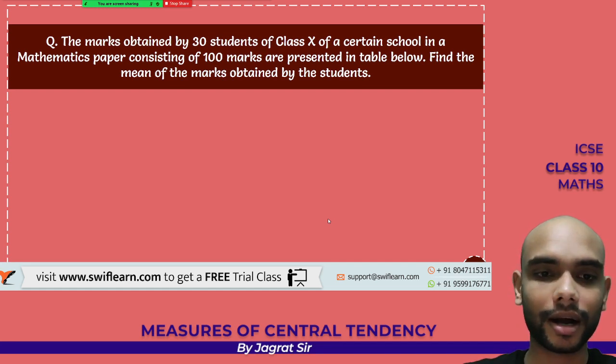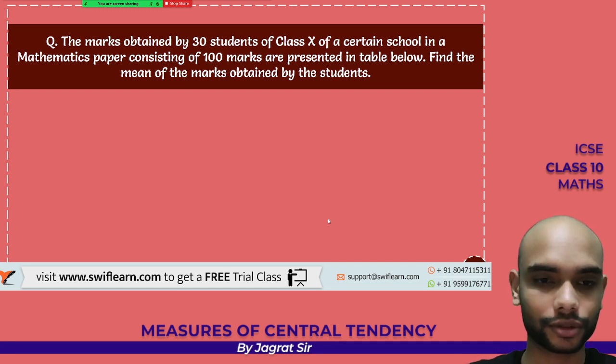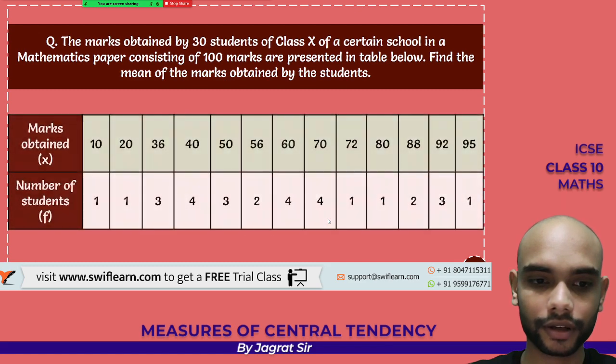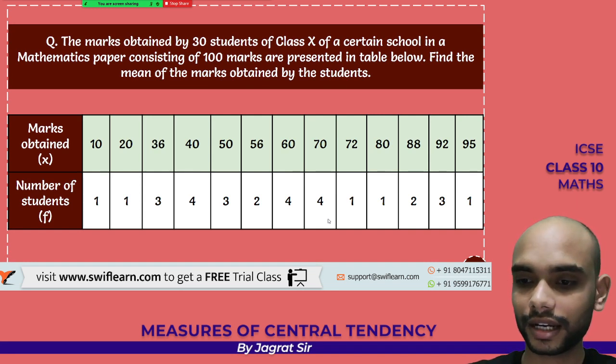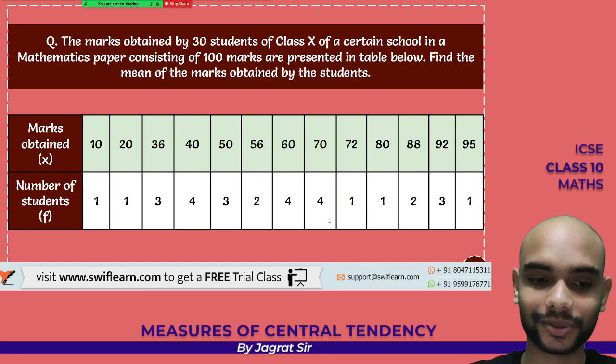So the marks of 30 students of class 10th, so total f is 30, in mathematics papers consisting of 100 marks are represented below. These are the students who have scored: 10 marks is 1, 20 marks is 1, 36 marks 3 students, 40 marks 4 students, 95 marks was scored by 1 student, and marks between 60 and 70 were scored by 4 and 4 students individually.